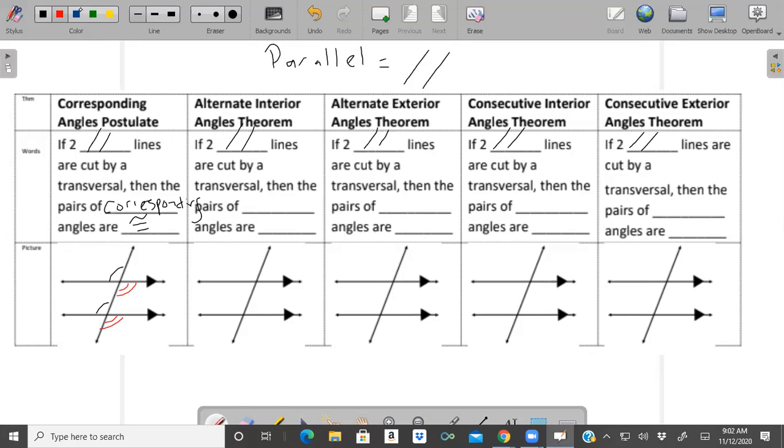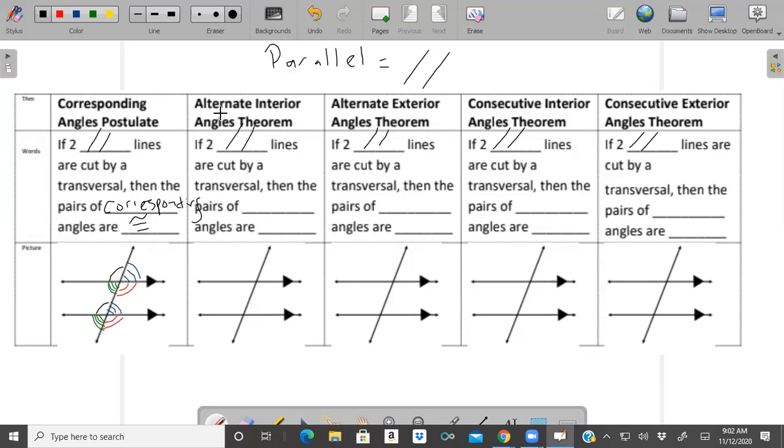Okay. It also means if you want to look at it in every single spot, this angle here and this angle here are congruent. And it also means the very last one down here, that angle and that angle are also congruent. So those angles are all congruent. If they're in the same spot, they are congruent to each other.